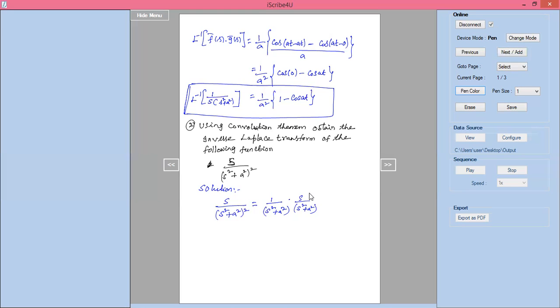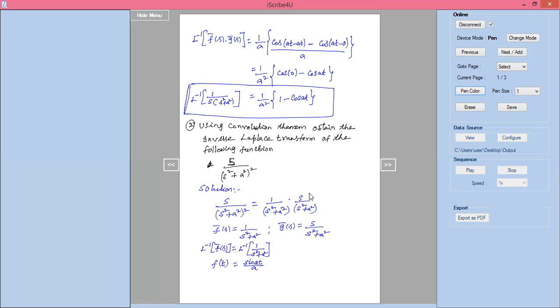Now I choose f bar of s as 1 divided by s square plus a square, and g bar of s as s divided by s square plus a square. Now L inverse of f bar of s equals L inverse of 1 divided by s square plus a square. L inverse of f bar of s is f of t, which equals sin a t divided by a.